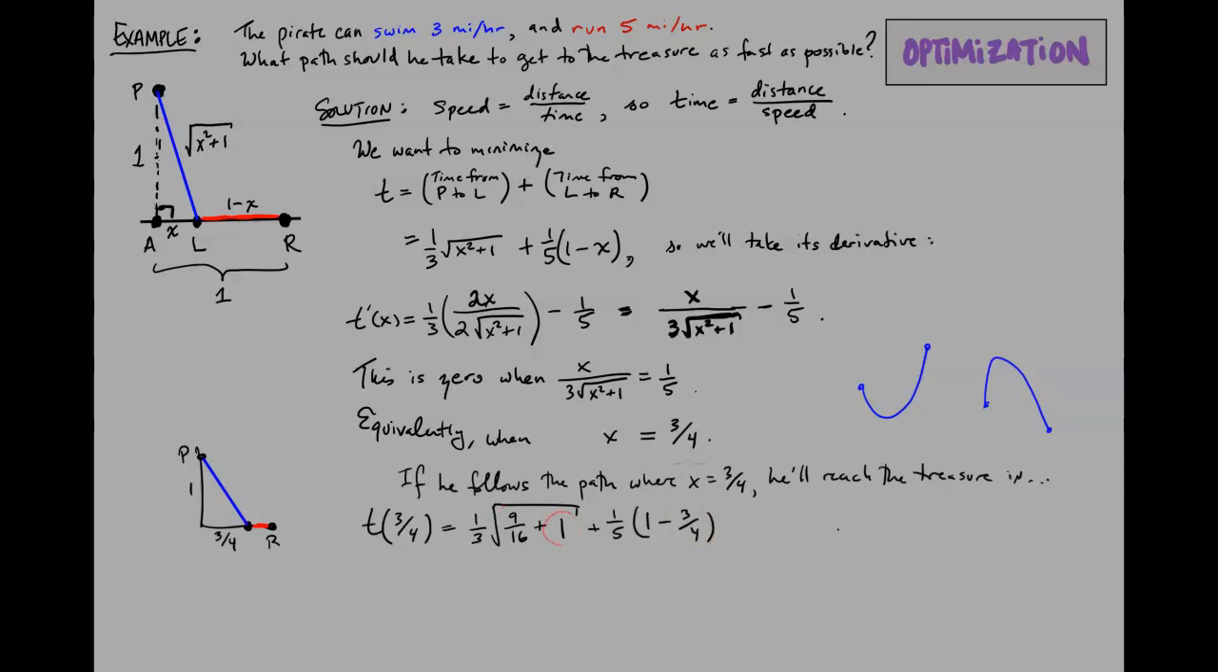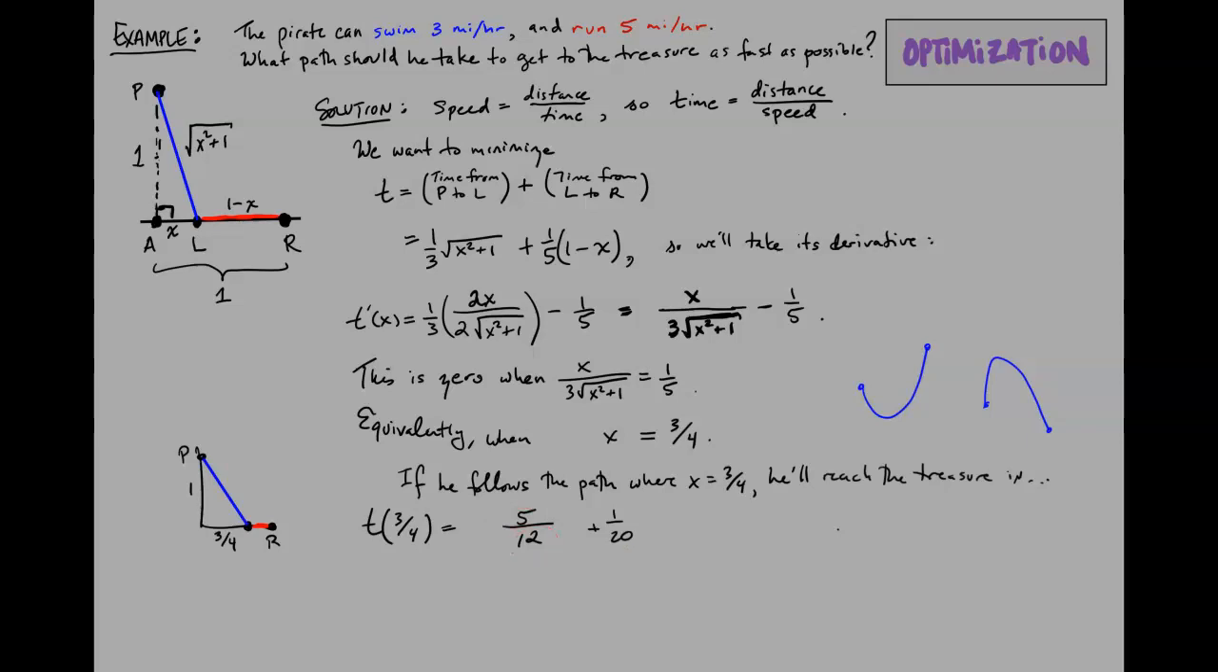Well, 1 is 16/16, so you add on 9/16 and you get 25/16. You take the square root of that and you get 5/4, like so. And when you multiply these fractions together, you end up with 5/12. Meanwhile, over here, 1 minus 3/4 is, of course, 1/4, so this multiplication gives us a 20th. And the units here for time are hours. So let's see, 5/12ths of an hour. 12 goes into 60 five times.